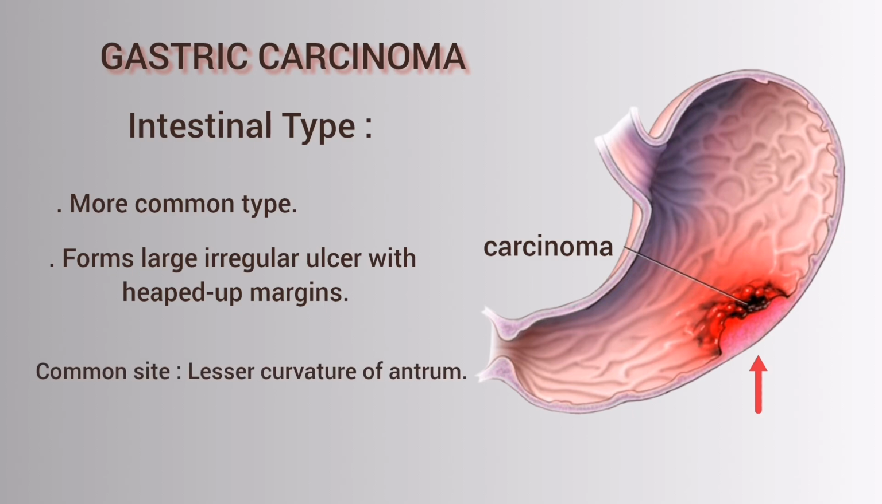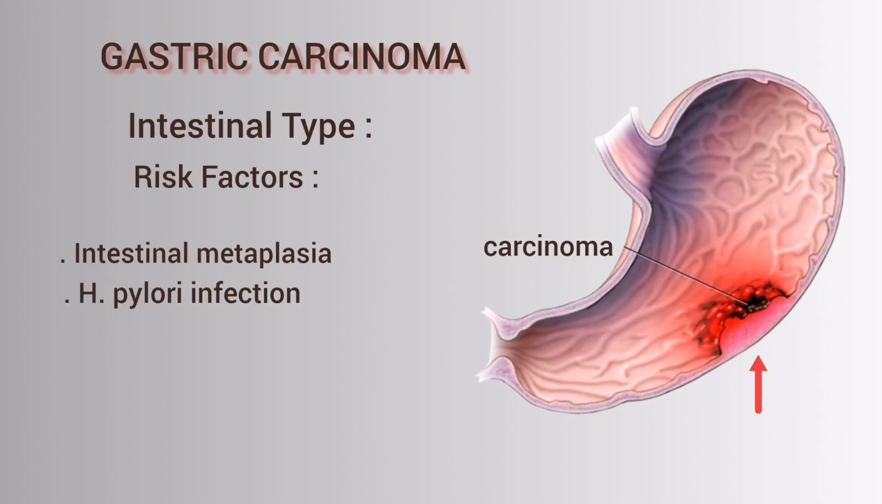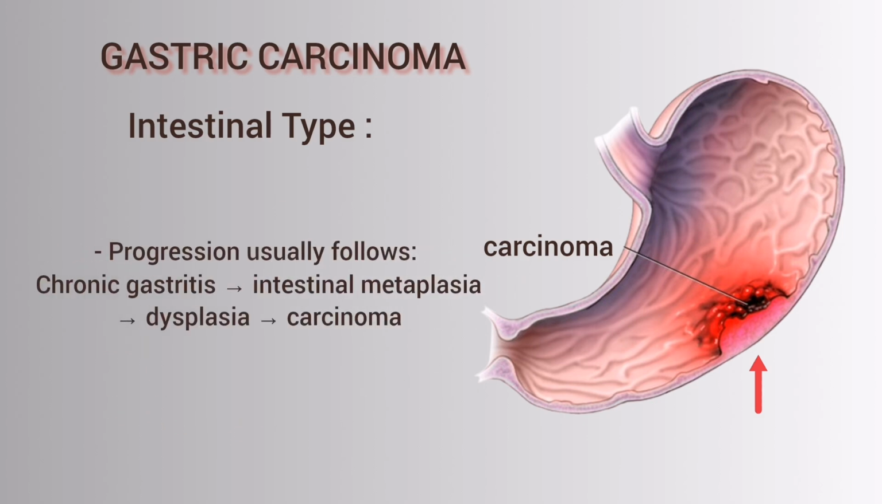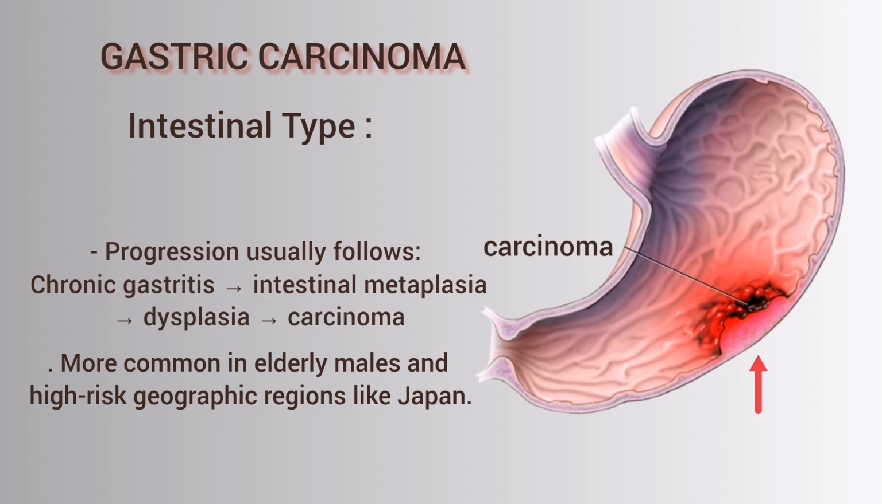Common site is the lesser curvature of the antrum, and the risk factors in this case are the intestinal metaplasia, H. pylori infection, autoimmune gastritis, nitrosamines in the smoked foods, and blood group A. The pathological concept is that progression usually follows the chronic gastritis, which will lead to the intestinal metaplasia, then the dysplasia, and the carcinoma. More common in elderly males and high risk geographic regions like Japan.